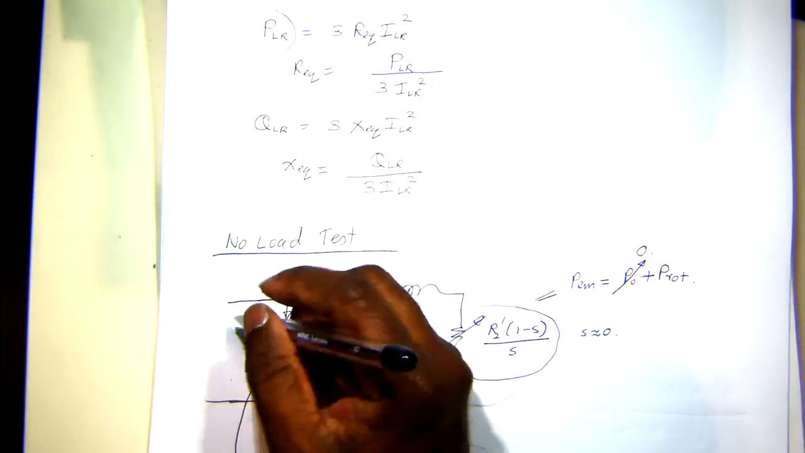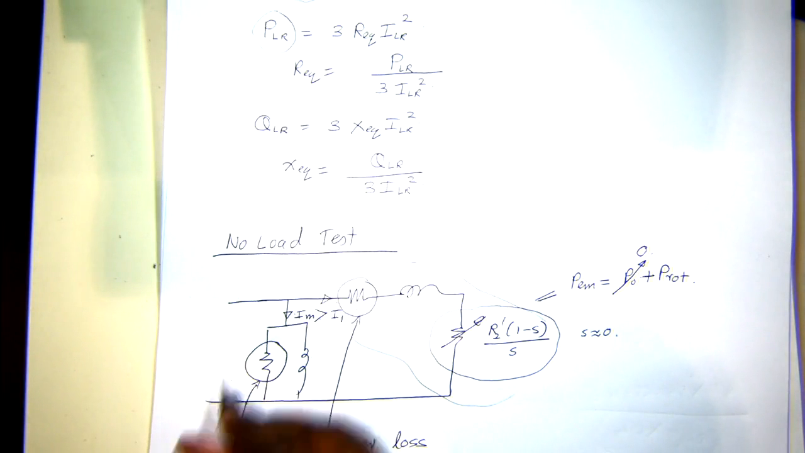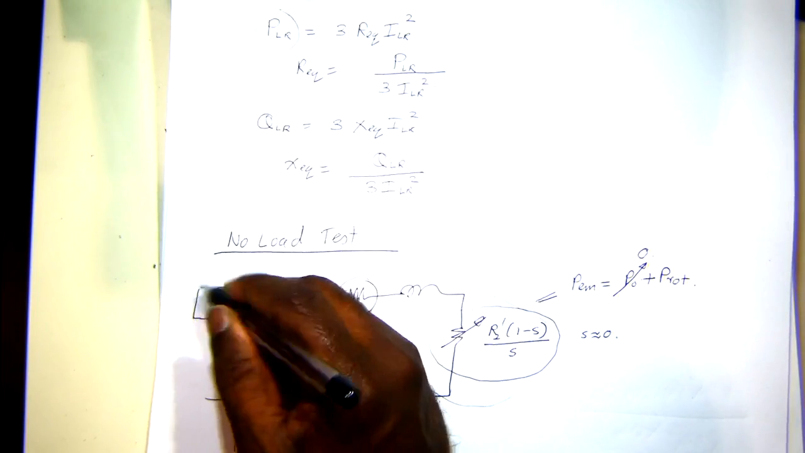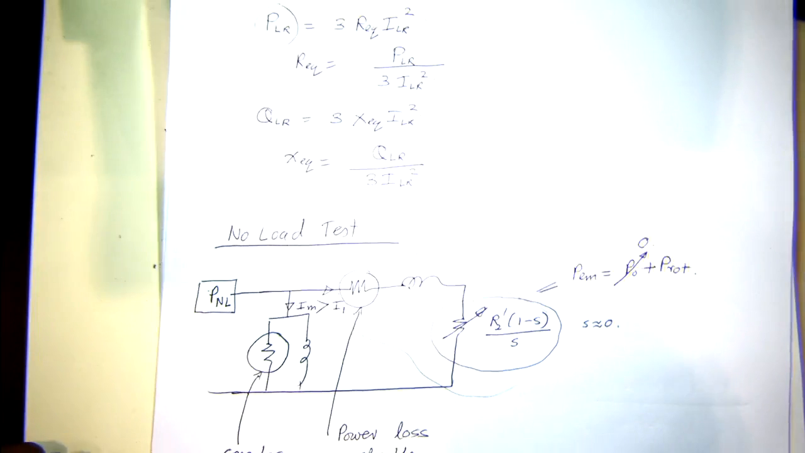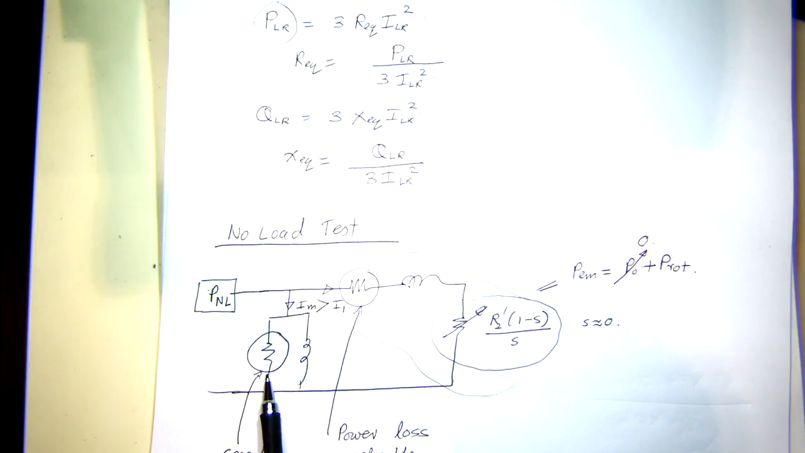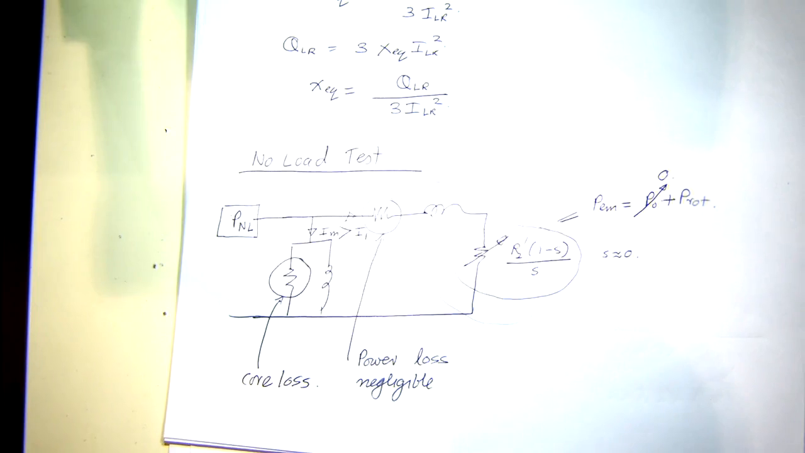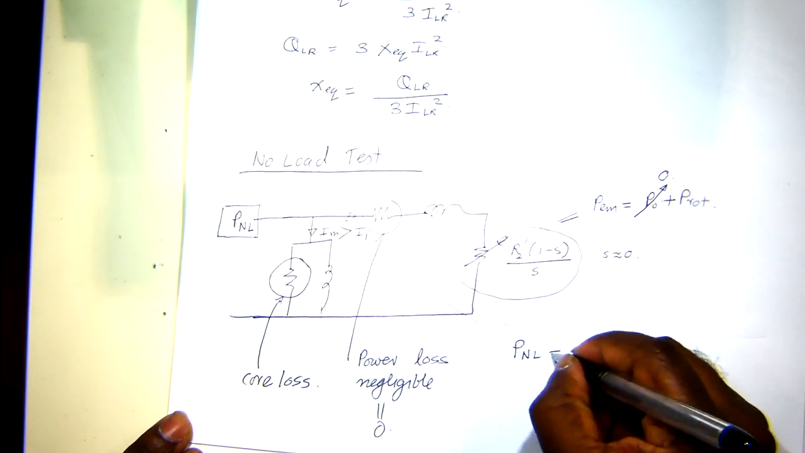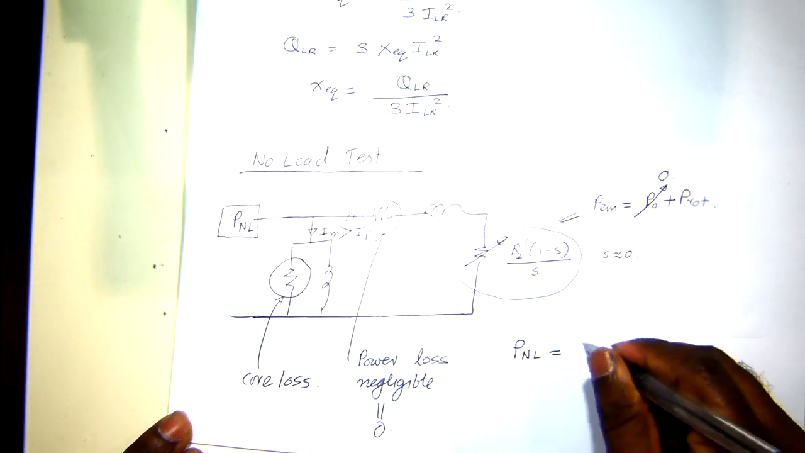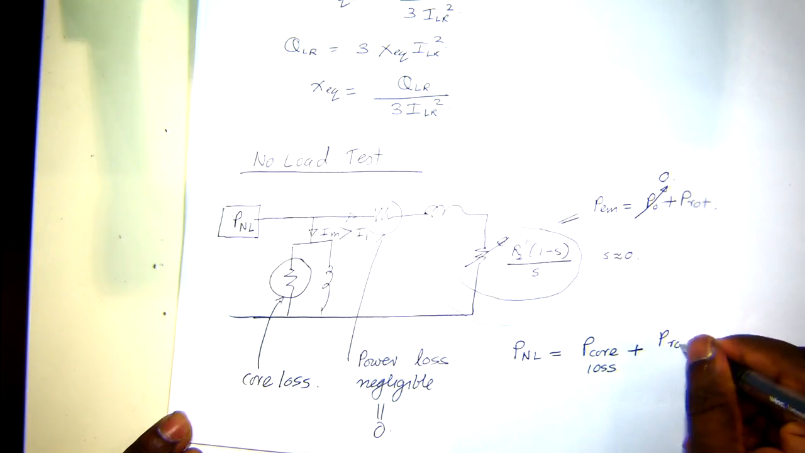Now if you run it under no load and then measure the power you put into the machine, let's say you measure P no load. P no load will include the core losses, the losses in this plus the losses in this part as well. But we assume this is negligible, so we assume this is 0. So we can write P no load is equal to the core loss plus P rotational losses.